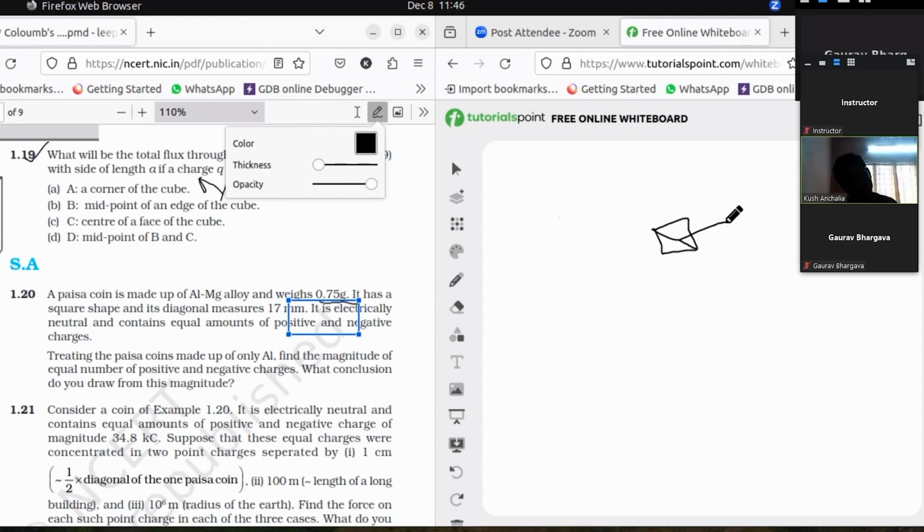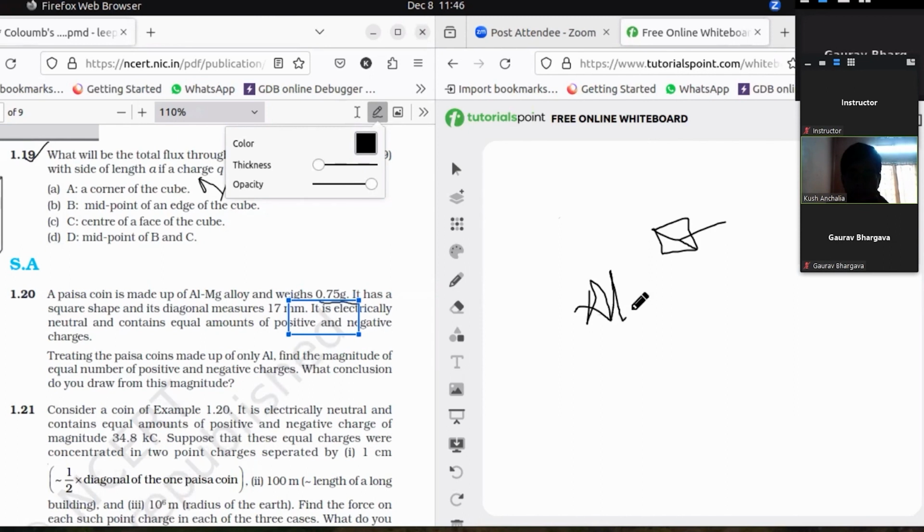Treating the Paisa as made up of only aluminium, find the magnitude of equal number of positive and negative charges. The Paisa is made up of aluminium and magnesium. It weighs this much. It has a square shape. This is related to ionization, because aluminium has no point to say here.